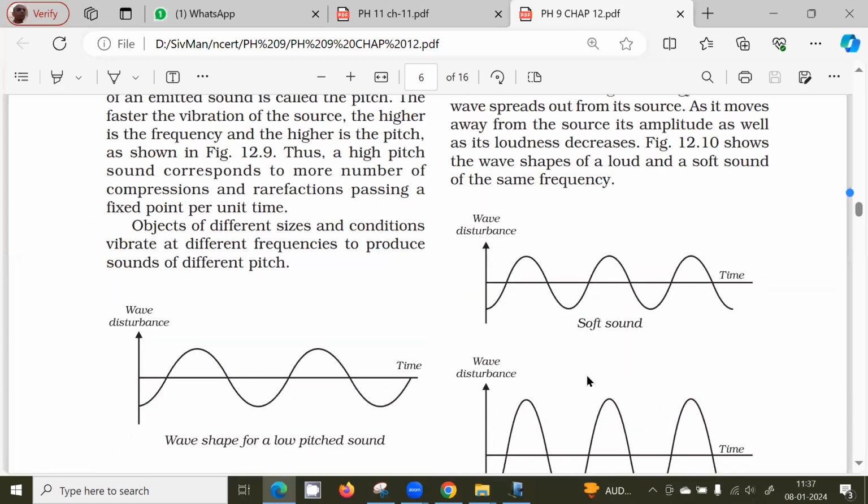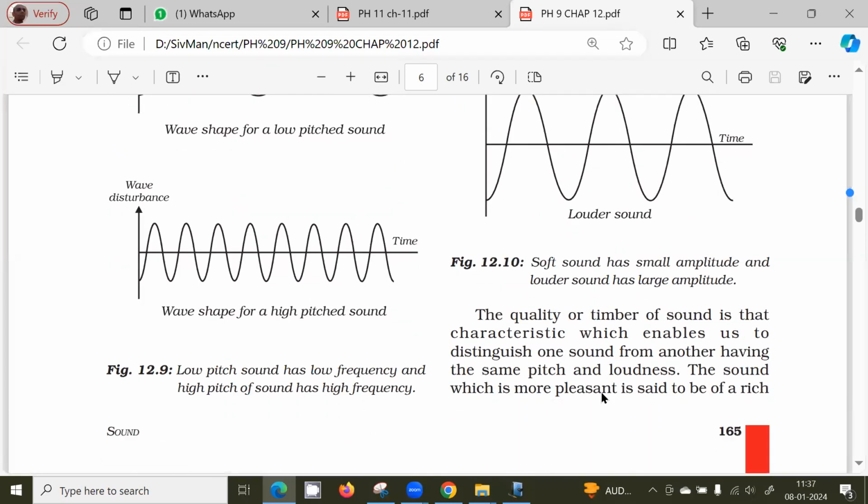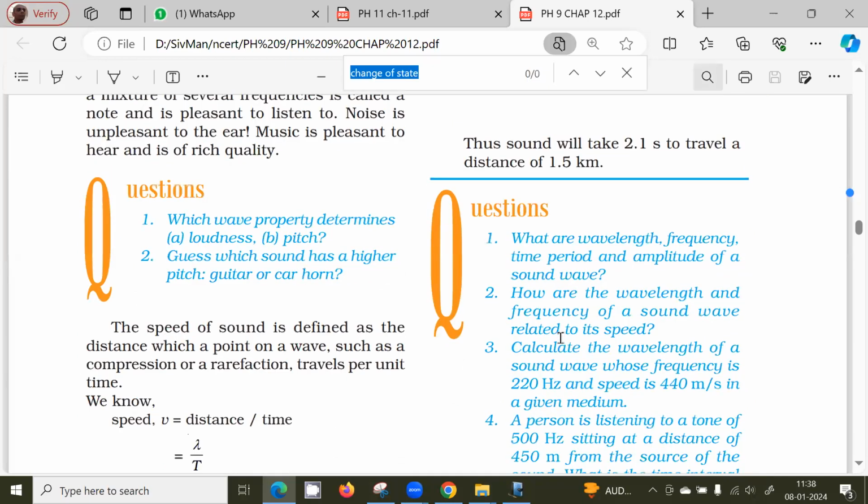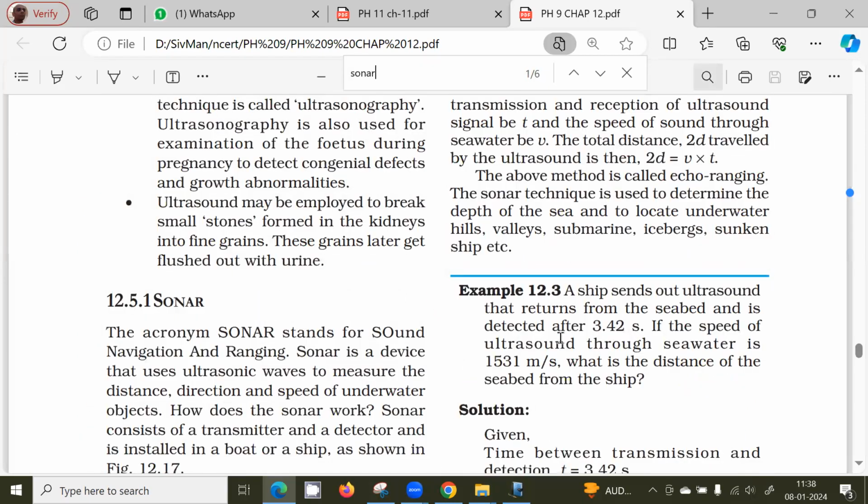Sir, what is sonar? Sonar is basically like radar. In radar, you use the electromagnetic wave; in sonar, you use the sound wave. Sonar means ultrasound. Basically, you can find the direction of the object.